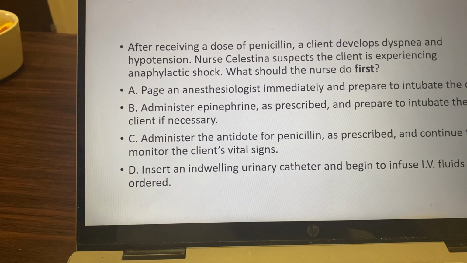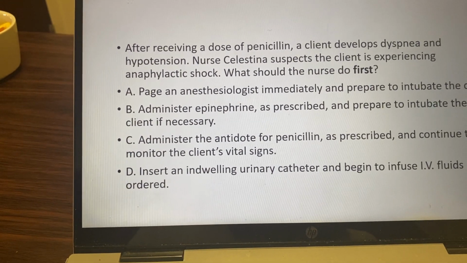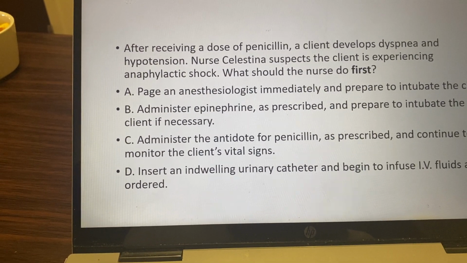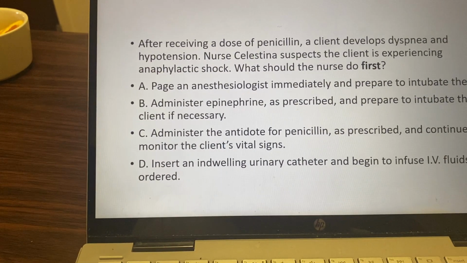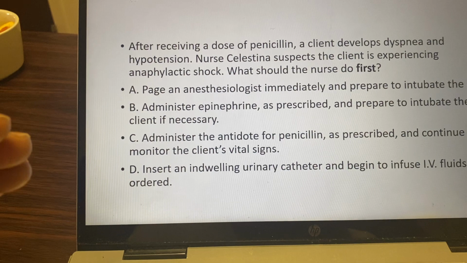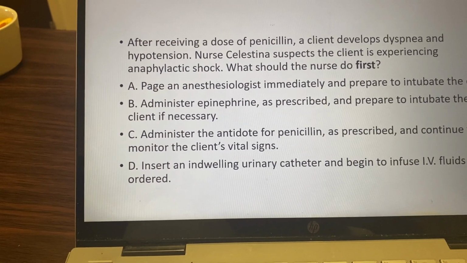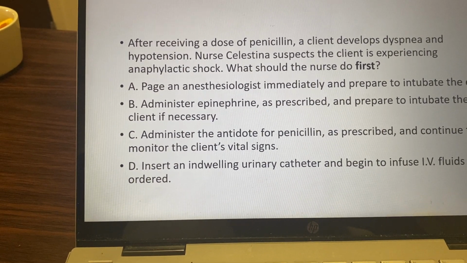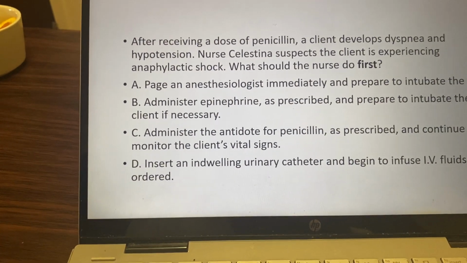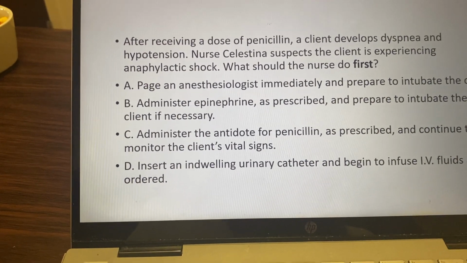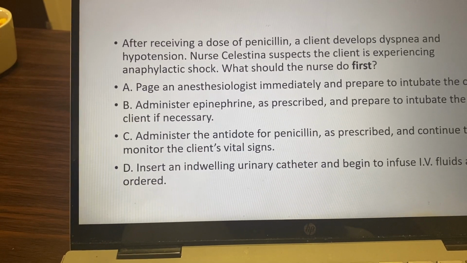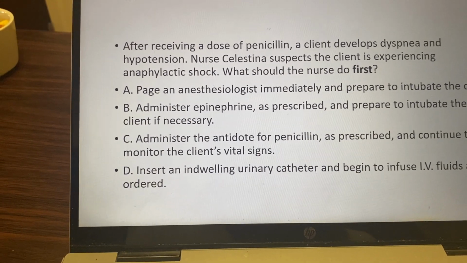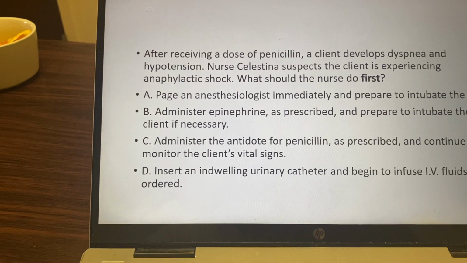Administer the antidote for penicillin. So what you have to know is, is there an antidote for penicillin? Currently, there is not an antidote for penicillin. So that statement is false, just looking at it. So I'm not going to choose that. Insert indwelling urinary catheter and begin to infuse IV fluids as ordered. That is not getting to the root issue. So even if I was to go between A and B, A is basically leaving the client. B is I'm doing something now, and I know epinephrine helps to bronchodilate.